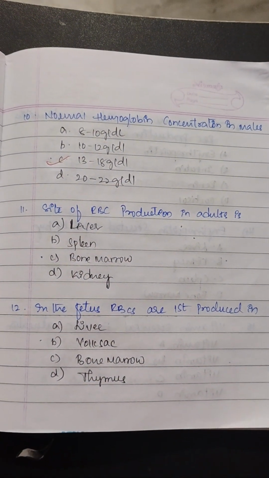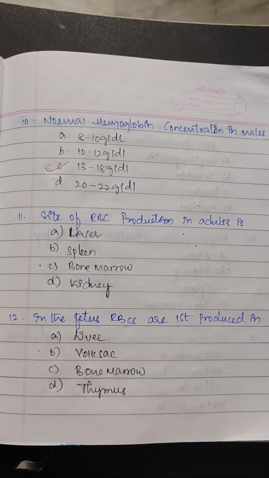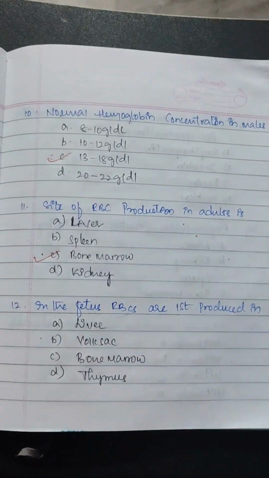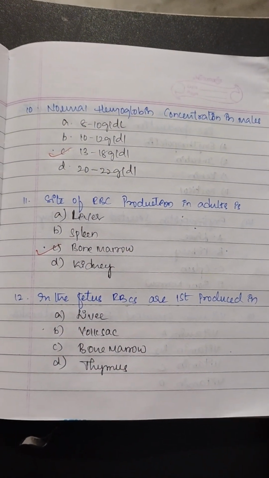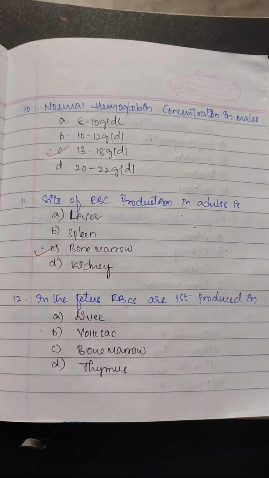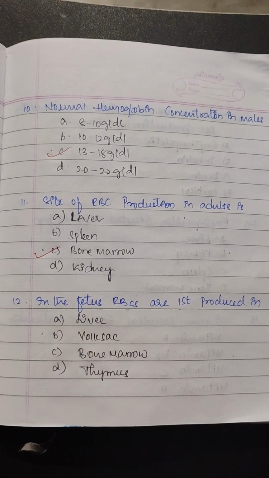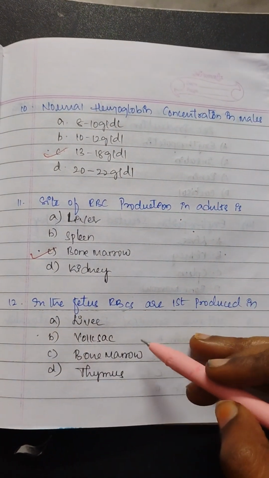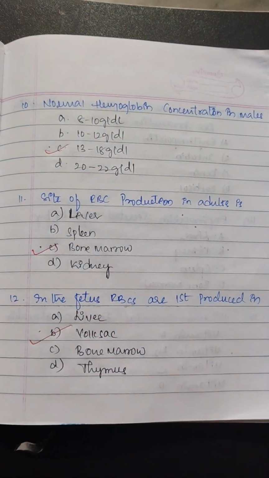Site of RBC production in adults is liver, spleen, bone marrow, kidney. The answer is bone marrow. Then in the fetus, RBC production takes place in liver, yolk sac, bone marrow, thymus. The answer is B, yolk sac.